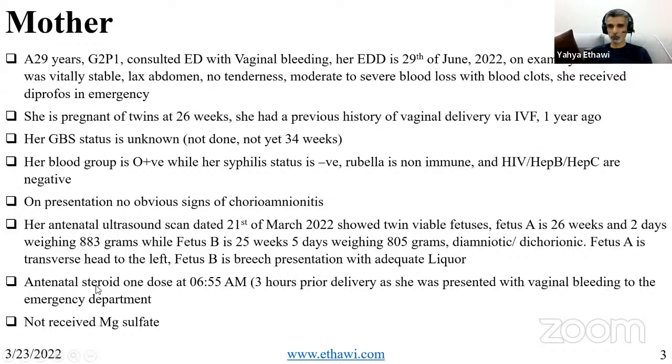They were able to give 1 dose of the antenatal steroid 3 hours prior to delivery, which didn't help. And she did not receive magnesium sulfate. Otherwise, she has no GBS screening because she is 26 weeks and all her serology is okay. She has 1 child, now 4 years old. There are no signs of chorioamnionitis. There is no pain, no tenderness, no fever, no leukocytosis. Any question about mother history?